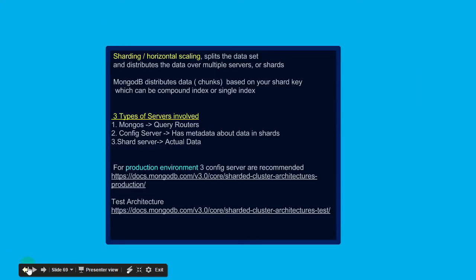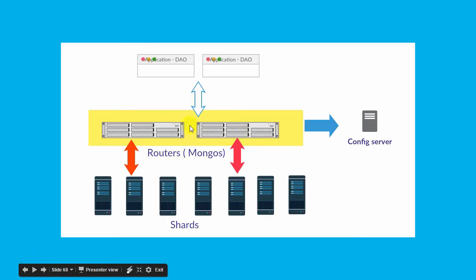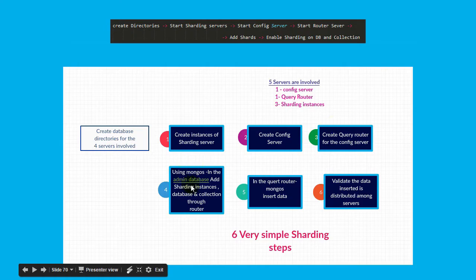If you see our diagram which I have explained previously, the query router gets the data from the config server, I mean the metadata from the config server about the data in the shards. So the query router collects data from the config server about the shards. Then we'll be using the admin database to add these instances as shard instances, and we'll be enabling sharding on our database and the collection which is involved. Then we'll be using mongos to insert data. Finally, we'll be validating the data among the sharded instances.